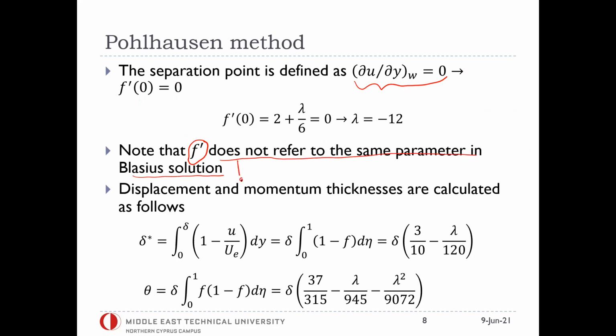So this is important. But anyway, our physical condition for separation detection is that the velocity gradient at the wall must be equal to 0. So f prime 0 will be equal to this, and you will get a value. In fact, the minus 12 value is coming from that.